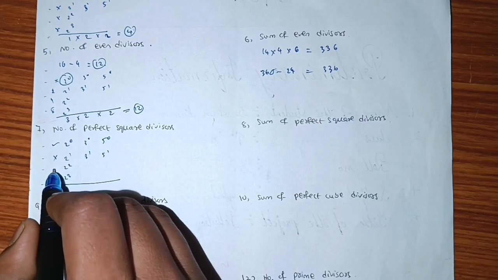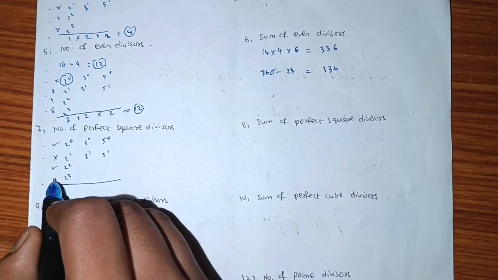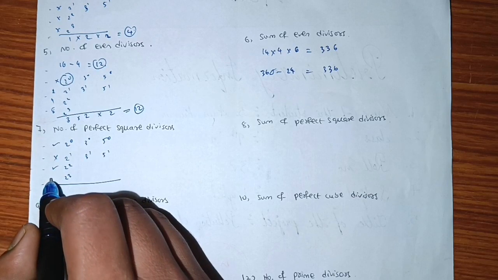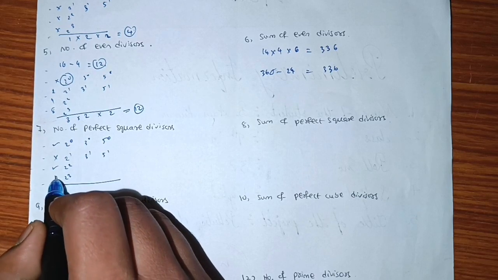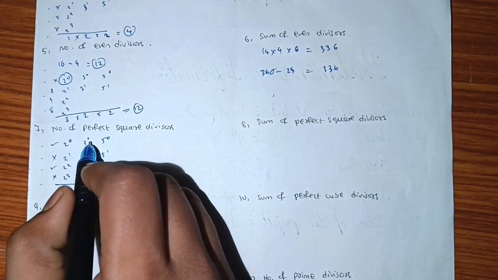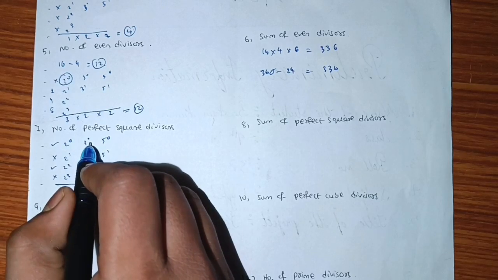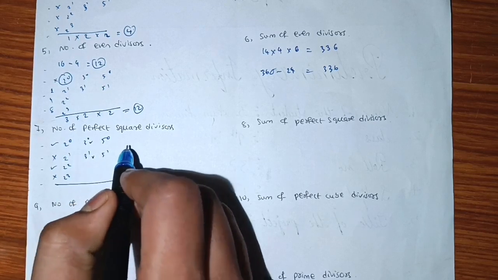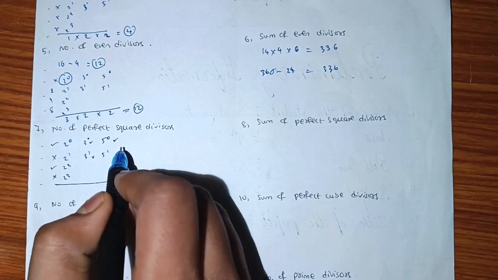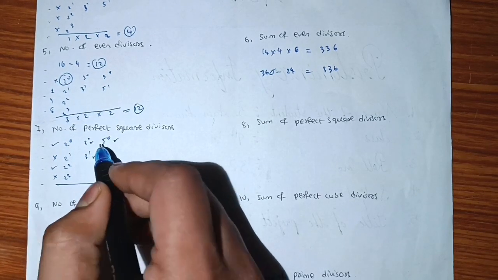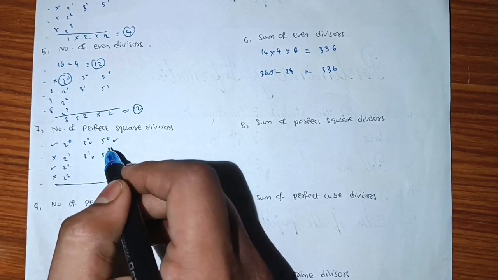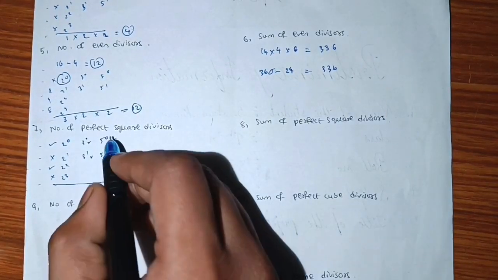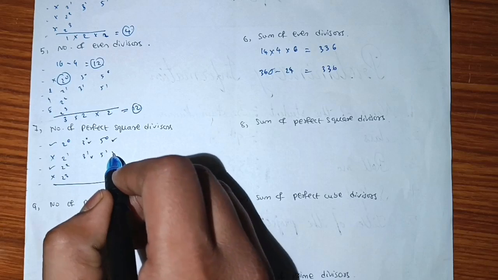2 power 1, which is not a perfect square, will be ignored. 2 power 2, which is a 4, 4 is a perfect square. 2 power 3, which is not a perfect square but a perfect cube, but we need to ignore here. 3 power 0, which is a perfect square, you need to count. 3 power 1, which is not a perfect square. 5 power 0, which is a perfect square, because 1 is a perfect square. So 5 power 0 will also be a perfect square. 5 power 1, which is not a perfect square.